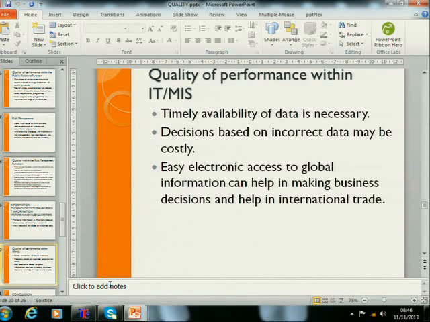The people who are working here must ensure that the information that they put in their computers is very accurate, because that can be very deadly to the business if they put in incorrect data. Easy electronic access to global information can help in making business decisions and help in international trade. This IT or MIS, as we usually call them, it's very important that they should be updated according to the changes that take place, because if they don't update them, they can find that the information that they've got is stale and cannot be used anymore.